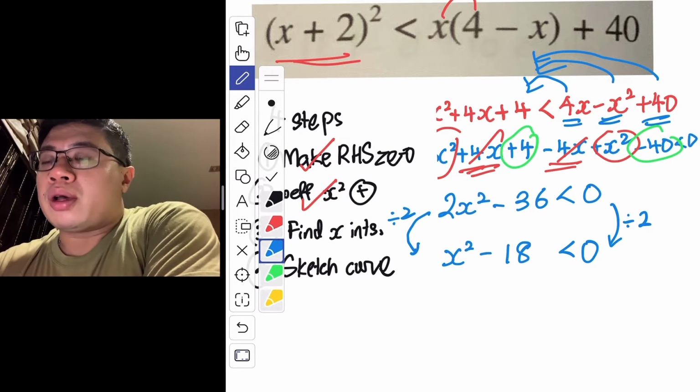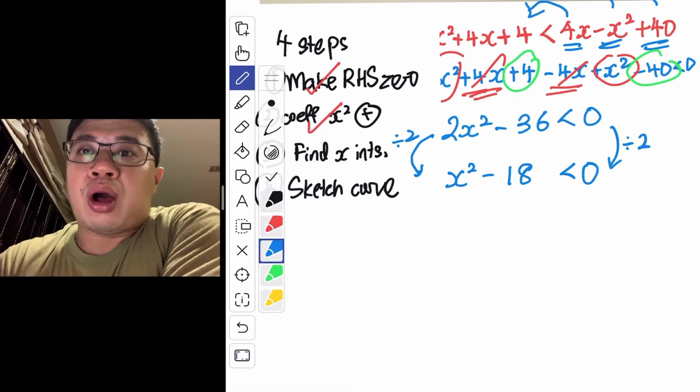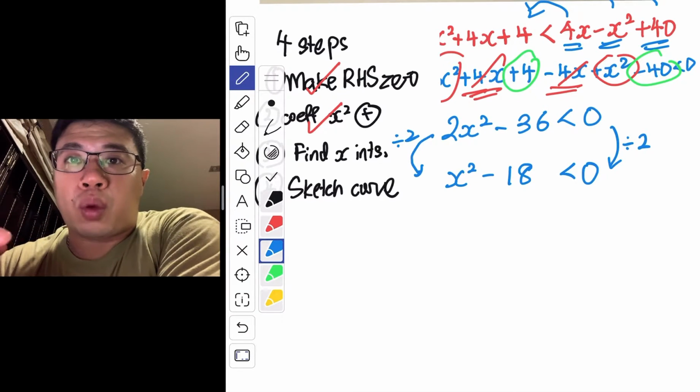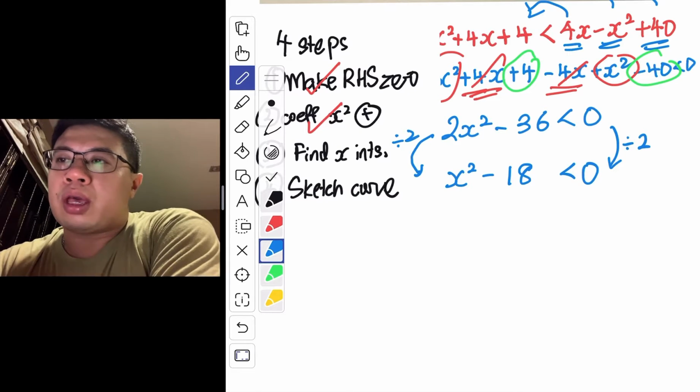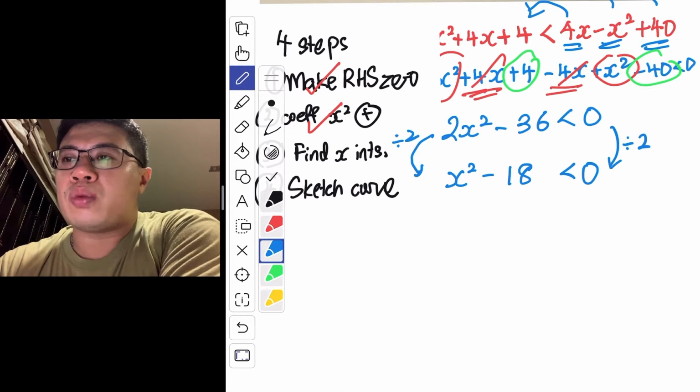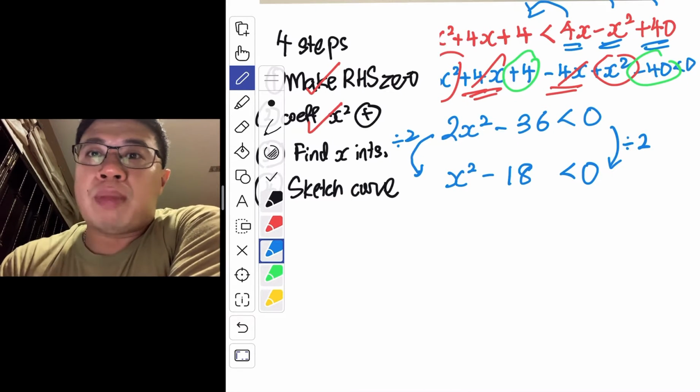Okay? Now again, do not make the mistake of square rooting both sides, because as I mentioned in my earlier videos, when you square root both sides, you will end up offending the inequality. When you square root both sides, the inequality may change. So that's why we do not do that. It may or may not.